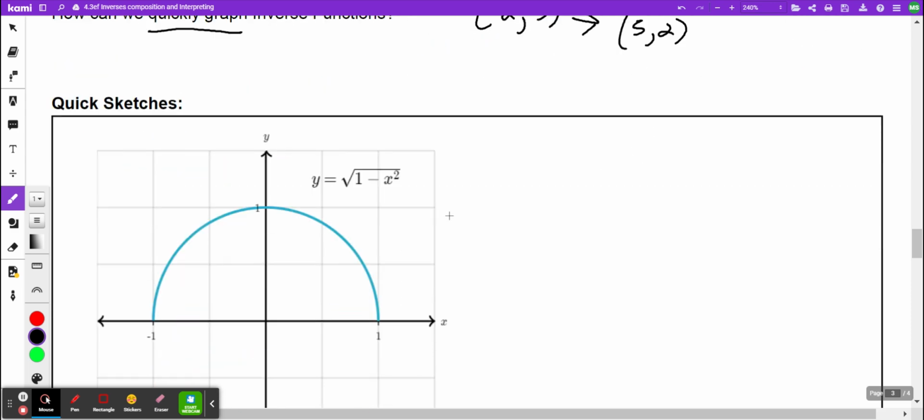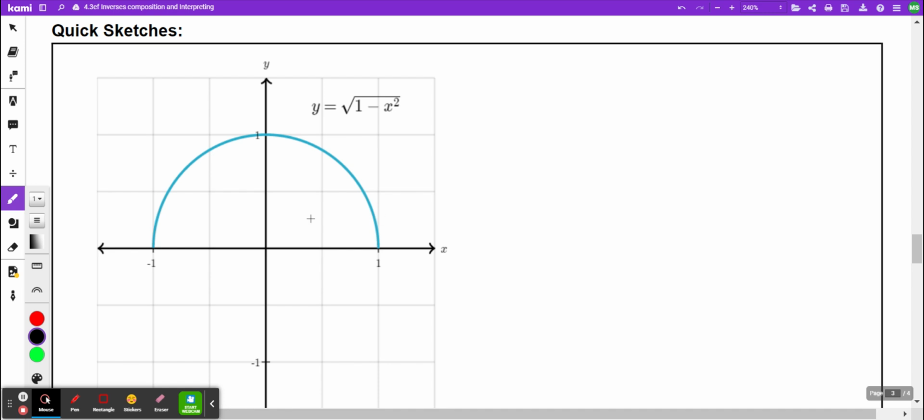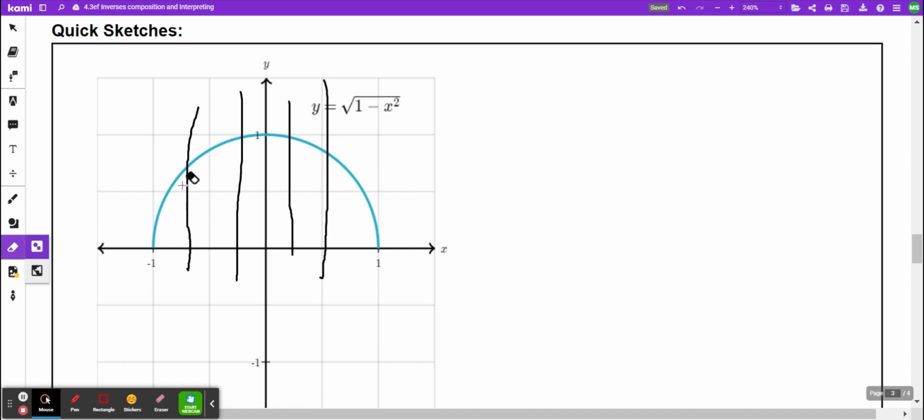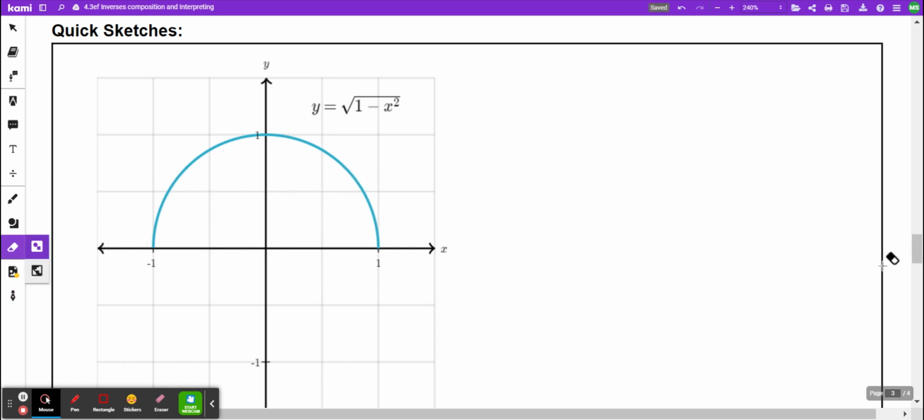So if we look at this guy right here, this guy is a function. Why is it a function? Because he passes the vertical line test. Every input has only one output. But hey, let's find this inverse.